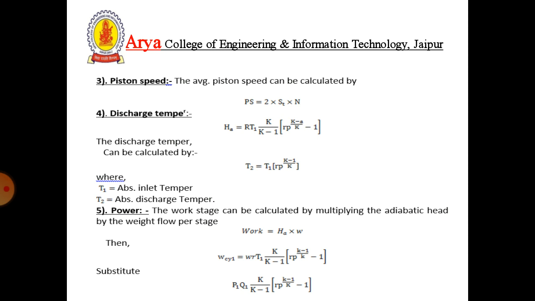Now fifth is power. The work per stage can be calculated by multiplying the adiabatic head by the weight flow per stage. Work equals H into W, then W cycle equals W RT1 K upon K minus 1 Rp to the power K minus 1 upon K. Substitute the P1 Q1 upon K minus 1 into Rp to the power K minus 1 upon K.